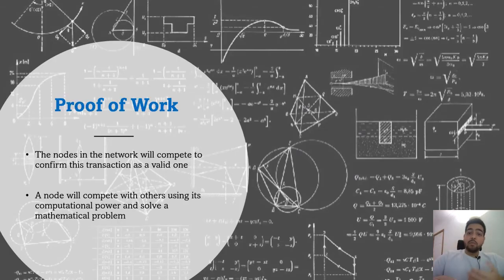Let's talk about proof of work. Now, what is proof of work? The nodes that are in this network, they will compete to confirm whether this transaction is valid or not. And in order to tell whether a transaction is valid or not, they'll have to use their computation power and they'll have to solve a mathematical question.